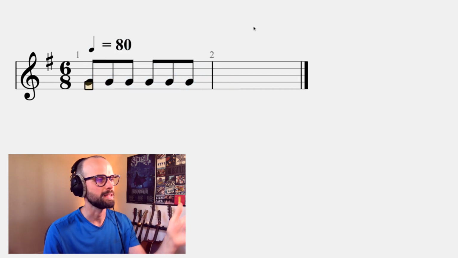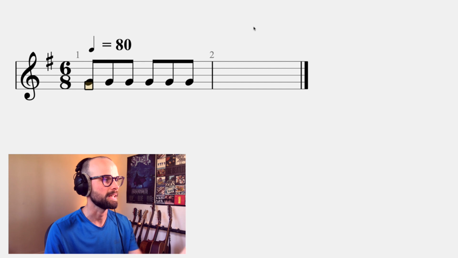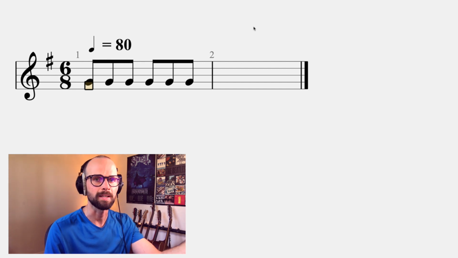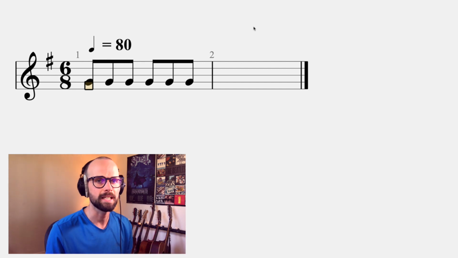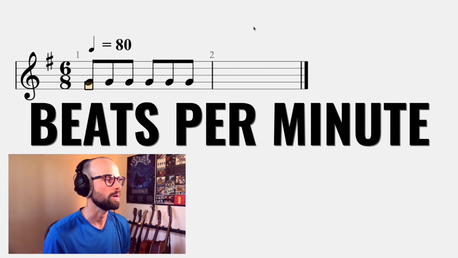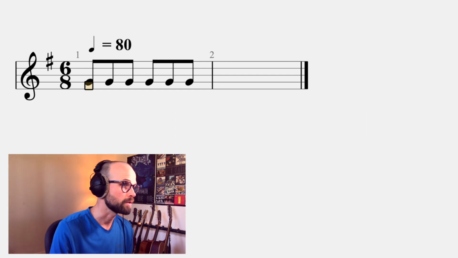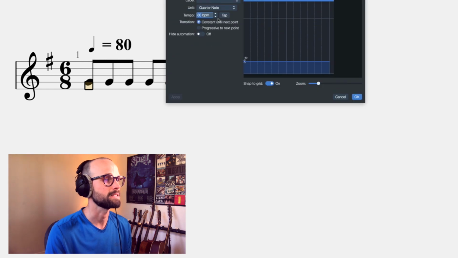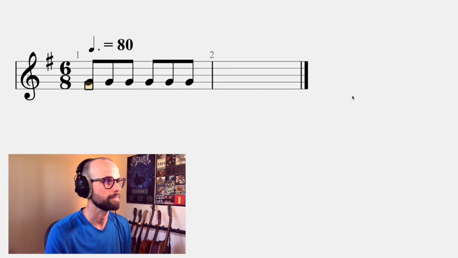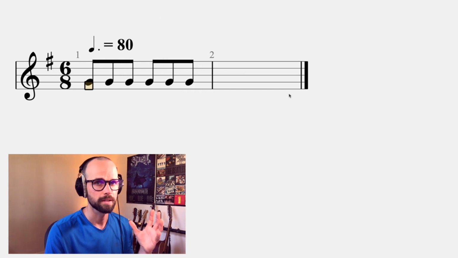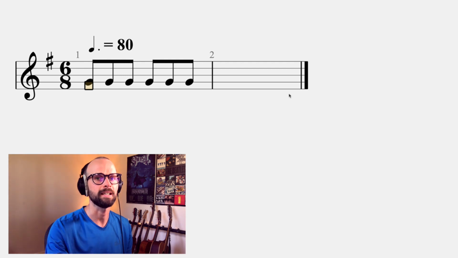Now I forgot to mention, at the top of the music we had a marking of a quarter note being 80. The quarter note is 80, the BPM, the speed of the music. Now when we deal in 6/8, that should not be written as such. That in fact should be written like this. A dotted quarter note is 80. The sense of the 2 beats are clicking at 80 BPM.